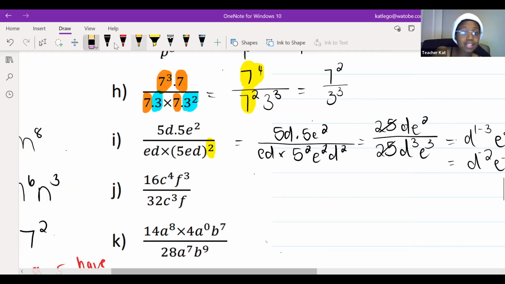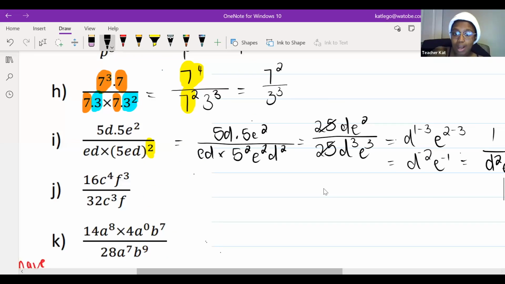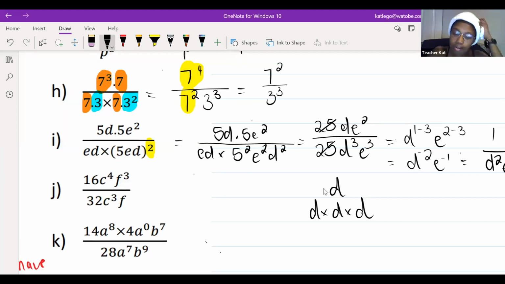If it doesn't make sense, actually, let me show you something. Remember we had 1D in the numerator, right? And we had 3 in the denominator, times D, times D, times D, right? Now, this first one will cancel with the one in the numerator. And then there are 2 left, but they are left in the denominator. So you cannot say D squared. It has to be 1 over D squared. Same with the E's. We had E times E in the numerator and 3 of them in the denominator. So 2 of these will cancel, but 1 is still left at the bottom.